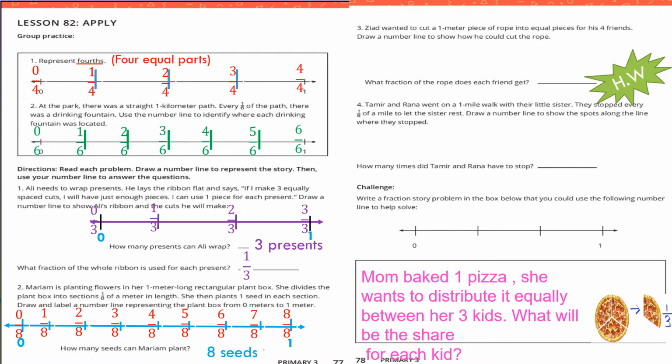The fraction of each one. Each one will take one part out of the total 3. Okay? So the fraction here, 1/3. Label the dashes up. 0 over 3, 1 over 3, 2 over 3, and 3 over 3. So each kid will take 1/3.